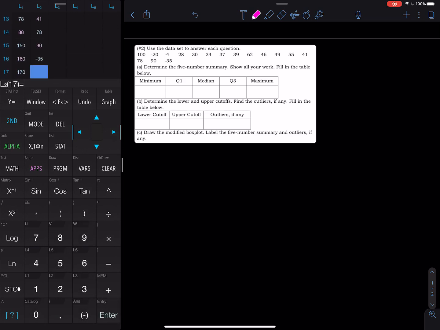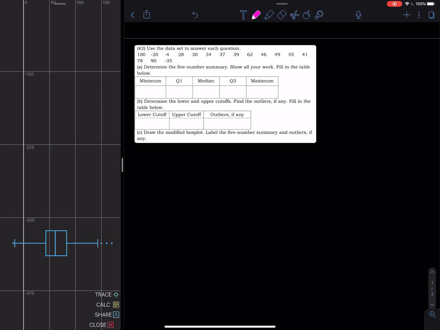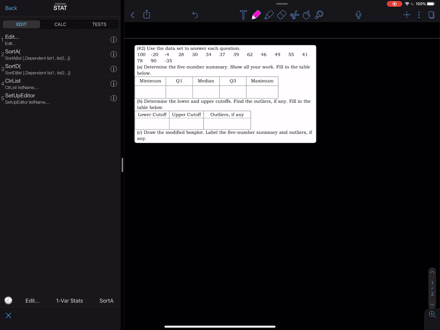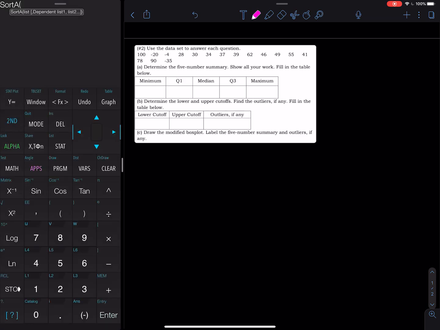Let me double check my data because I don't want to make a mistake. 78, 155, 49, 46, 62, 39, 37, 34, 30, 28, -4, -20, and 100. Good. Next, sort them. We go to second mode to quit, and then we go to stat, sort A, and then I type second 2 because I put my data in L2, no longer L1, and then you will see the work done on your calculator.